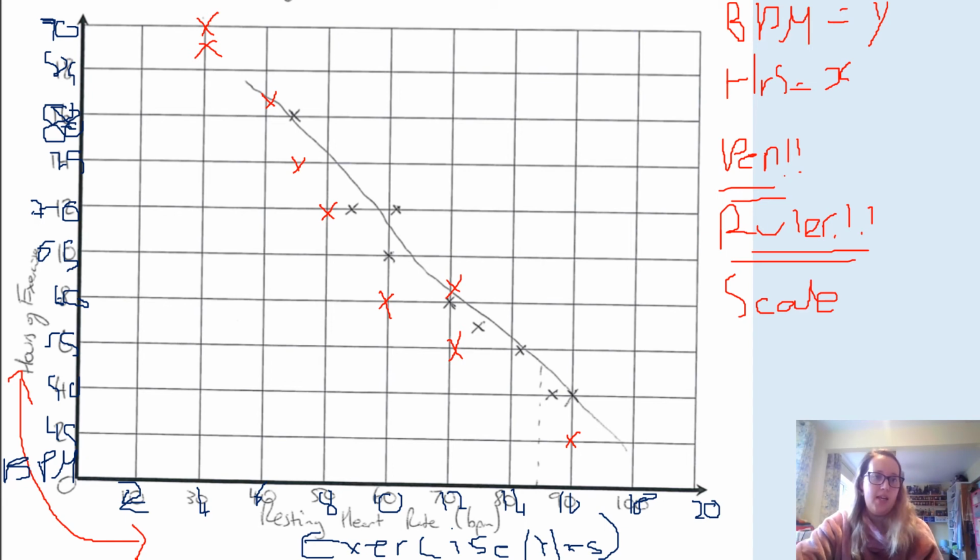Okay, so here I have edited this. Hopefully you can see it, but I'm going to explain it anyway. So I have put beats per minute on the y-axis. So that is here. That is beats per minute on the y-axis. And then I've put exercise on the x-axis. And I've also put exercise and then hours in brackets because hours is the units that is used in this.